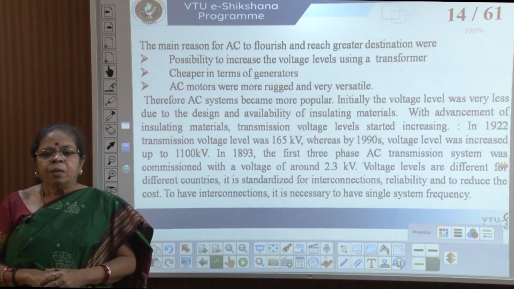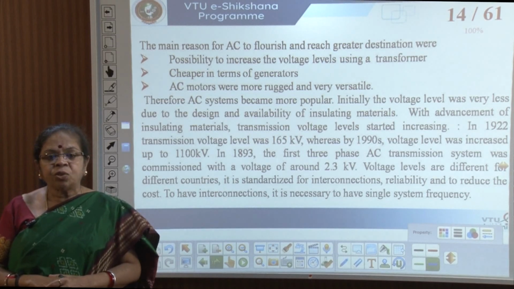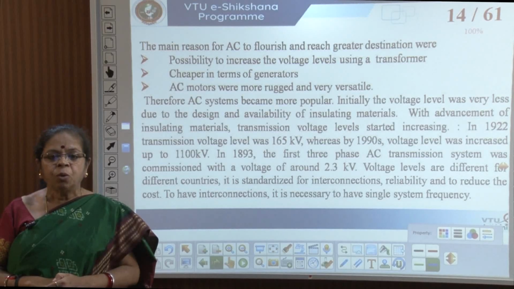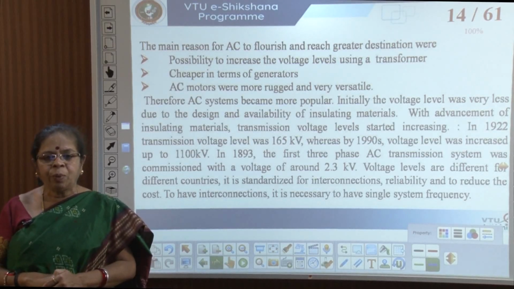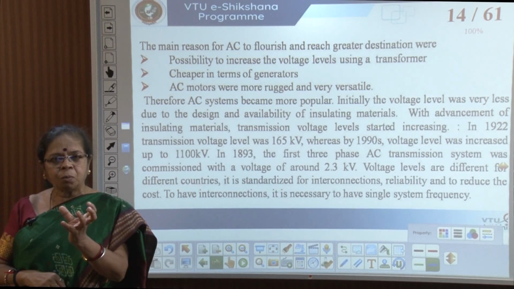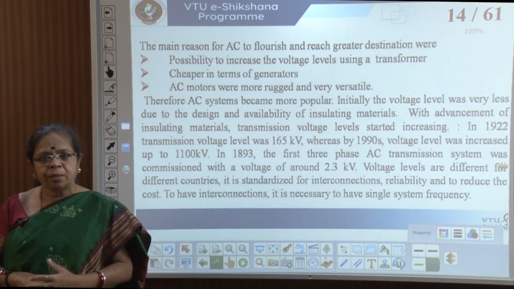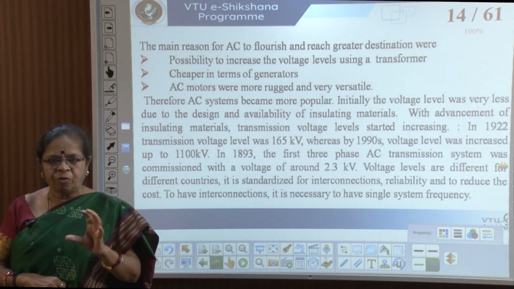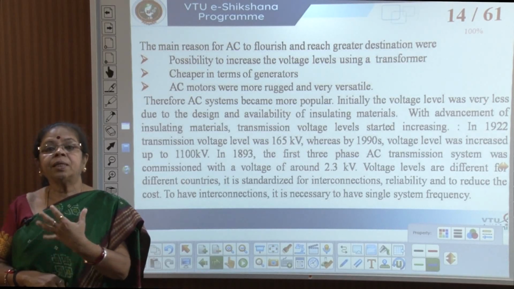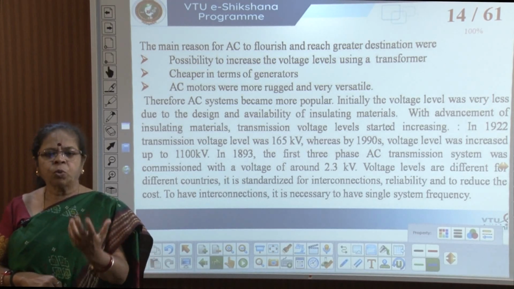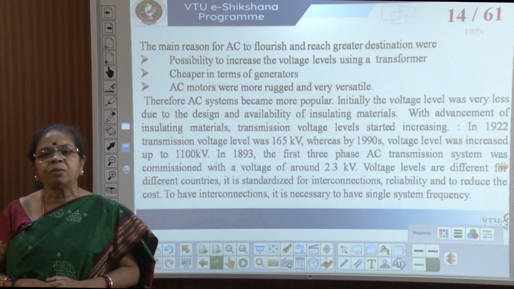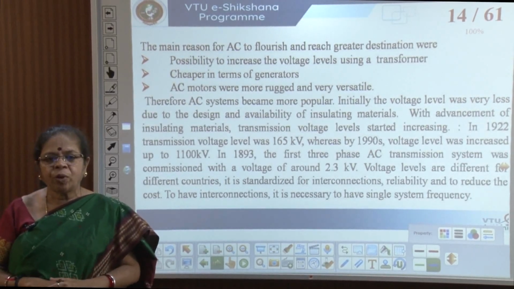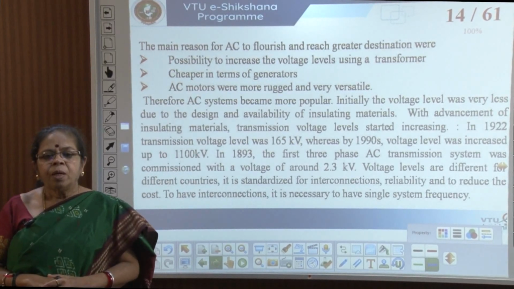Okay. So, in 1893, the first three-phase AC transmission system was commissioned with a voltage of around 2.3 kV. So, it took a couple of years. Why? Because I needed a three-phase alternator, a matured, reasonably good efficiency three-phase alternator, and we needed a three-phase induction motor. So, all this took some time, and in 1893 we had the first three-phase AC transmission system with around 2.3 kilovolts.